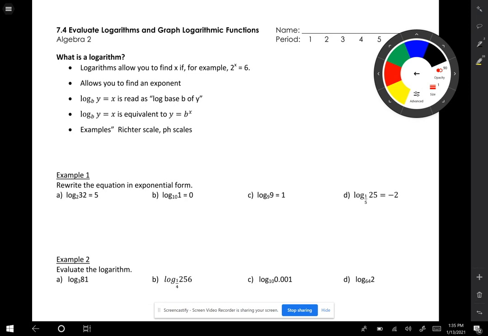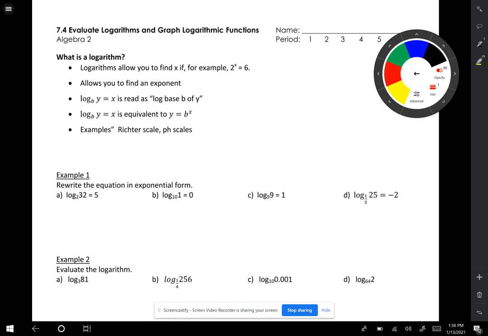So what is a logarithm? Well, logarithms allow you to find x. If, for example, you have an exponential equation like 2 to the x power equals 6, 2 multiplied by itself how many times gives you 6? And of course, it's not going to be an exact value, but logarithms help you calculate this. So it allows you to find an exponent.